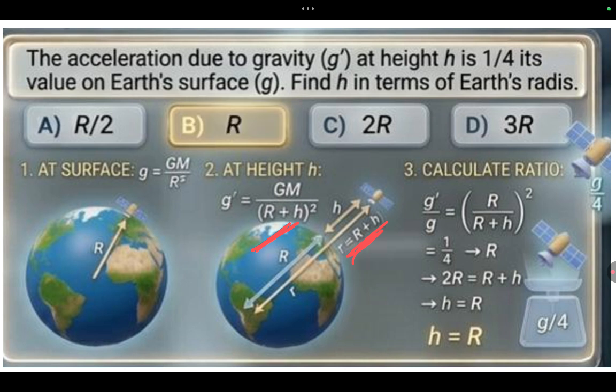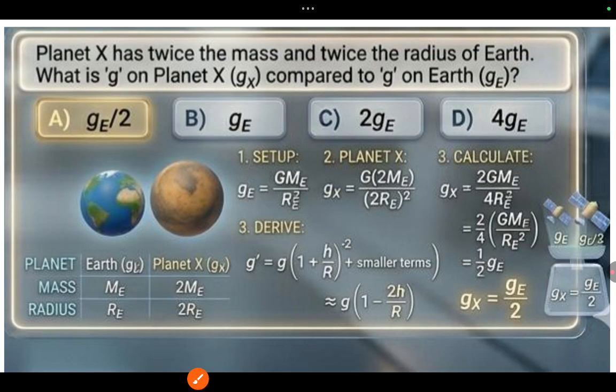These formulas we should follow. Okay, next, planet X has twice the mass and twice the radius of Earth. What is g on planet X compared to g on Earth? So first let us consider g on Earth, that is about GM by R square.